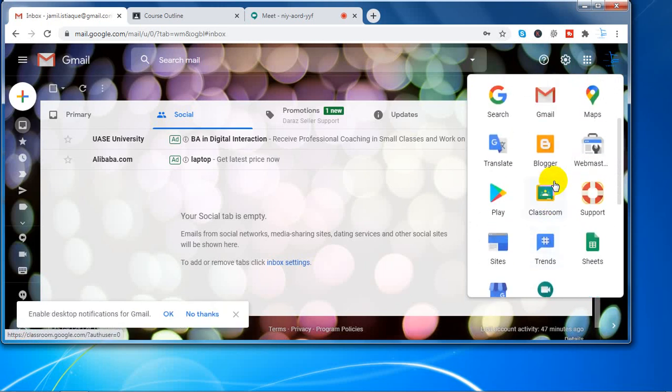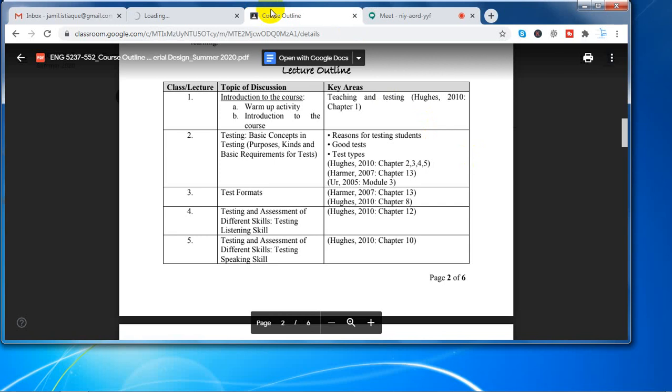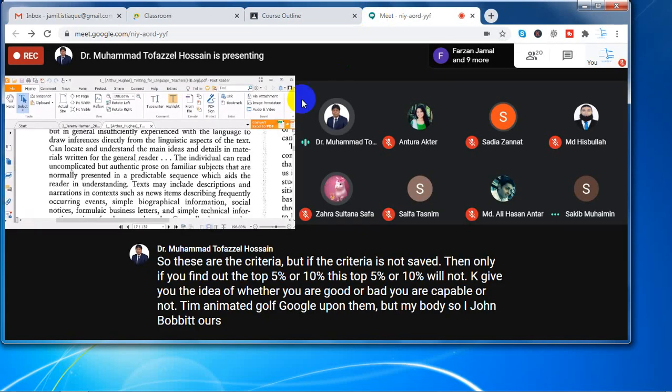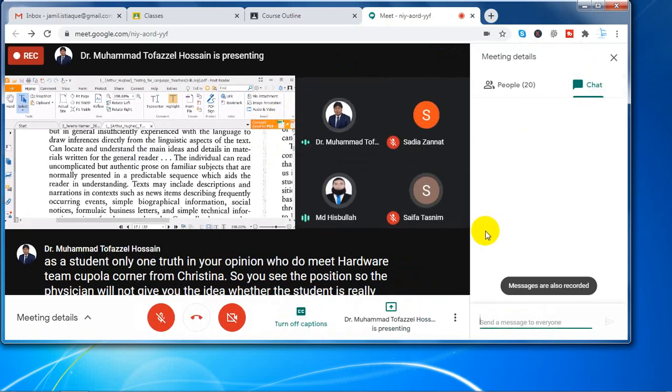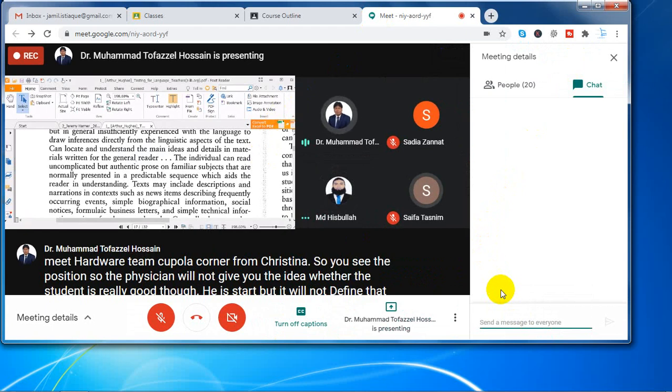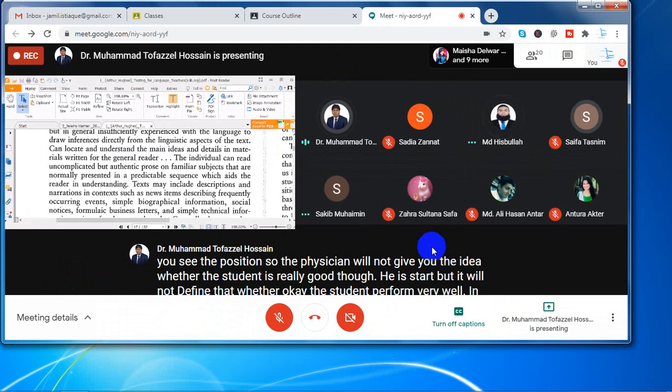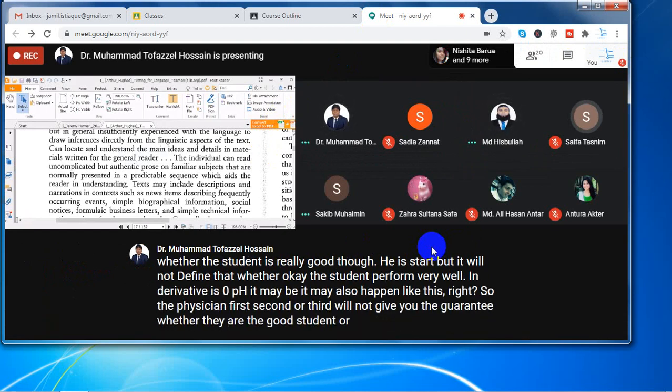So you see, position will not give you the idea whether the student is really good. Though he is 3rd, it will not define whether the student performed very well. Among 3 students, he may have got 0 and still be 3rd. It may also happen like this, right? So the position 1st, 2nd or 3rd will not give you the guarantee whether they are good students or bad students. Got the idea?